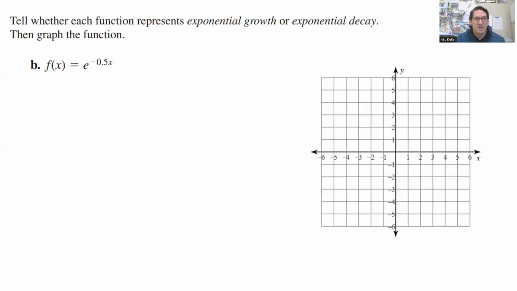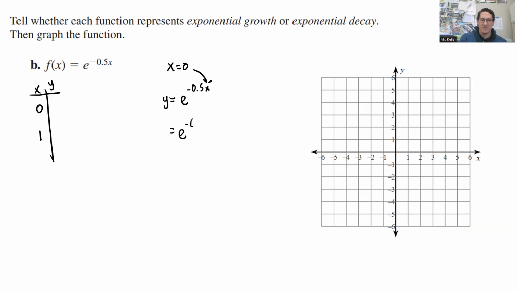Let's move on. The next one. So e to the negative 0.5x. Oh, fun. So what we're going to do, again, it's going to be our same x values. Keep it simple. It's going to be 0 and 1. All right. So x equals 0. Again, that's going to go into the x in the equation. So I'm going to get e to the negative 0.5 times 0. Negative 0.5 times 0 is just 0. Anything to the 0 power is just 1.